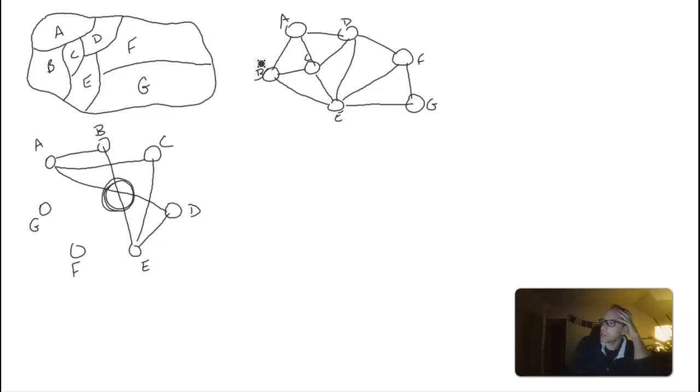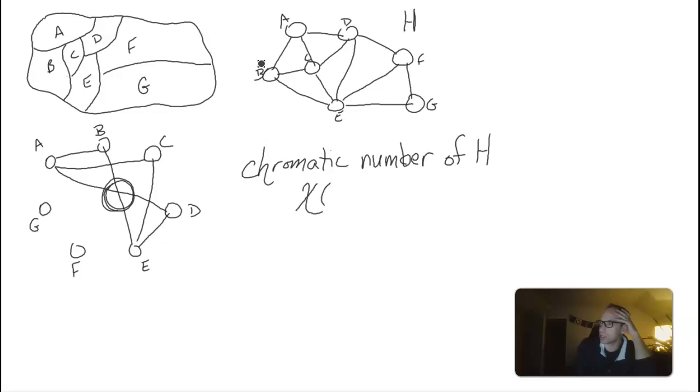And then after this, we want to determine the chromatic number. Let's call this whole graph H. So we want the chromatic number of H, and the way that you'll see this in symbols is that chi is the Greek letter, and then H. So the chromatic number of H, all that means is the fewest number of colors we could color this graph with so that no two neighbors would be the same color.